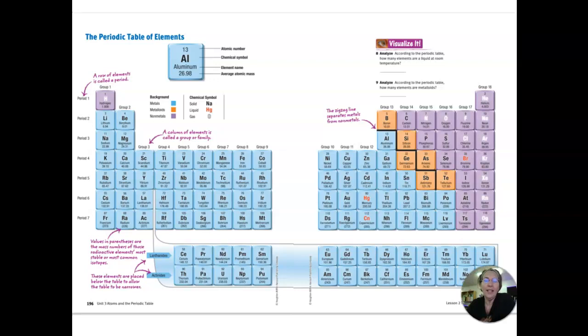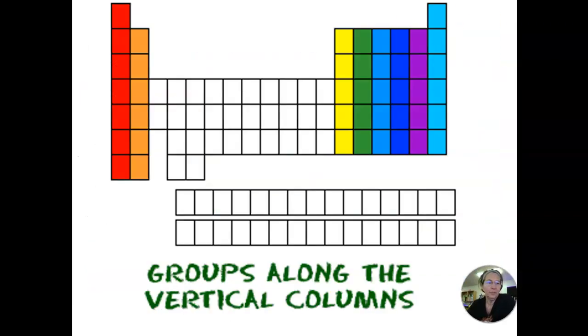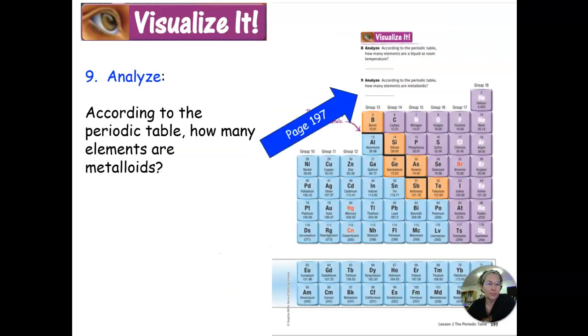And then in number 9, same thing. It says, according to the periodic table, how many elements are metalloids? So again, you're going to have to look at your key and what they're telling you on the side to interpret that information on the periodic table. And I think that's it.